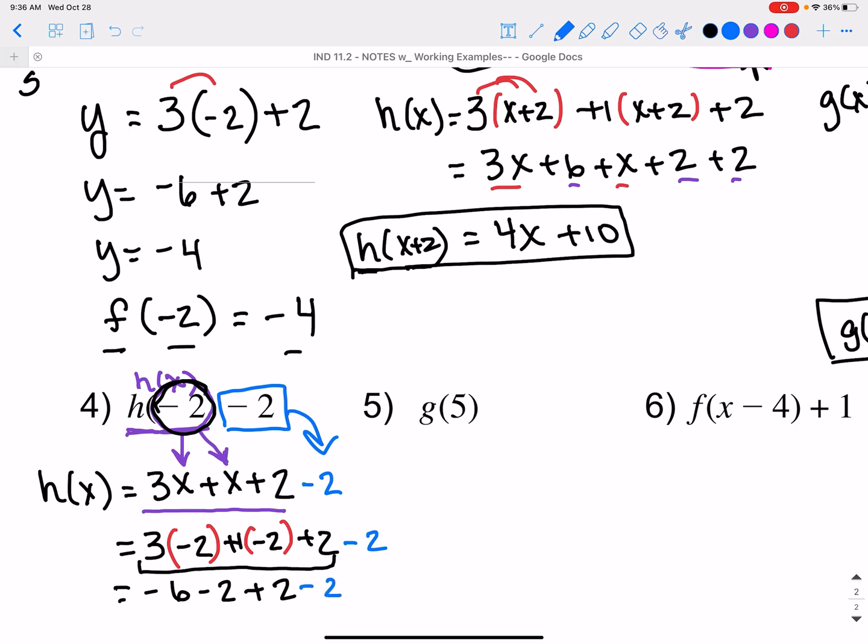Well, now I have just a big long stretch of pluses and minuses, so you can do this in one step if you want. You've got negative 6 minus 2, which is negative 8, plus 2 is negative 6, minus 2 is negative 8. Okay? So my problem for number 4, when I use the h of x function, is negative 8. Okay. All right, let's look at number 5.